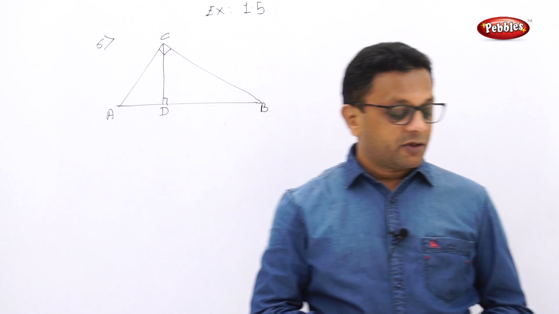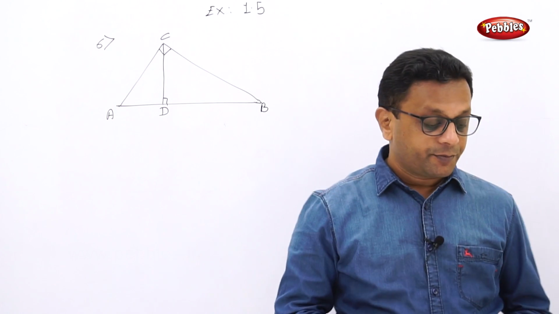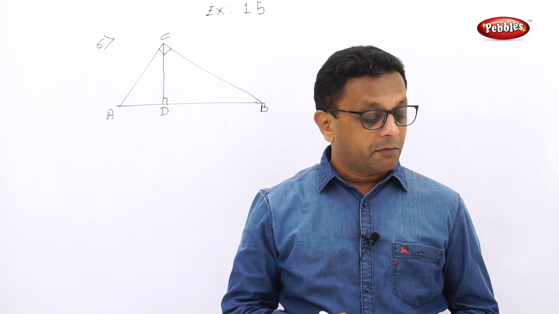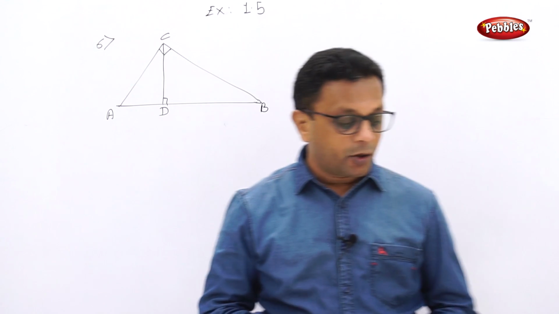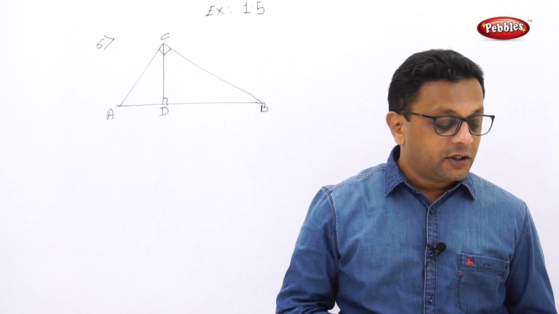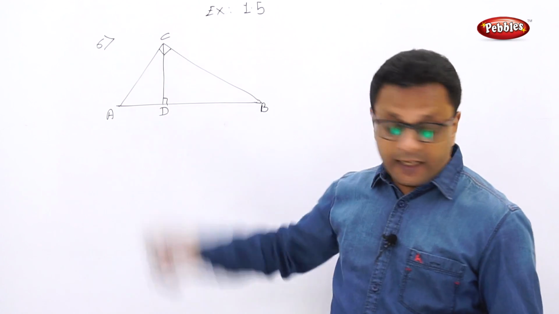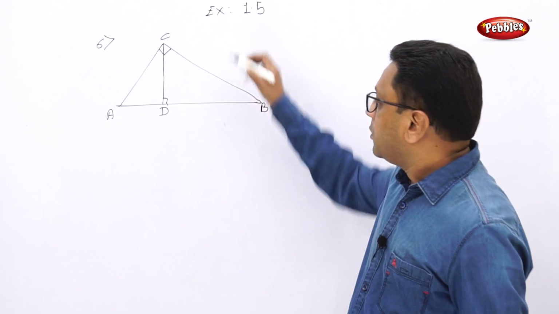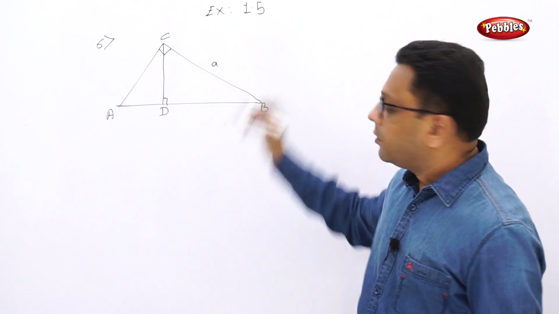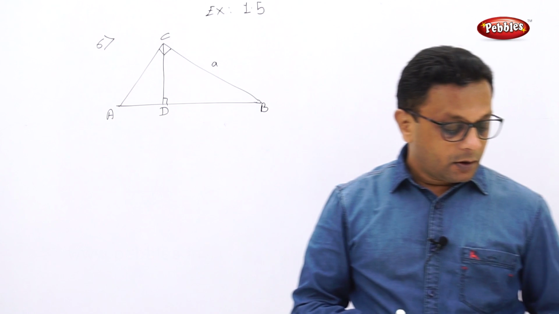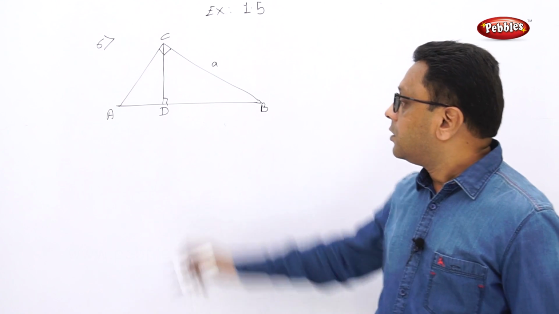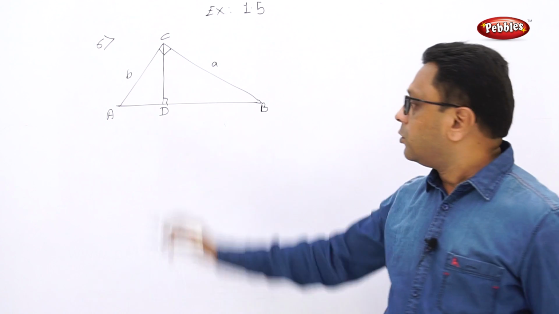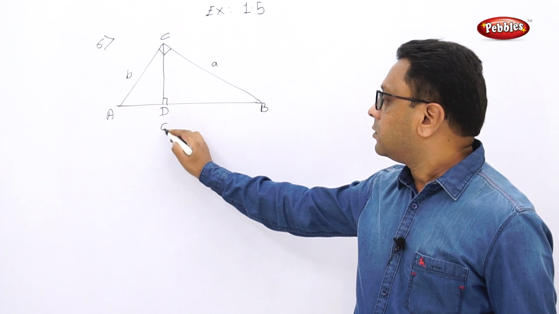Let us solve example number 6. The figure is given. Now this example was for 5 marks in the March 2014 exam. Important sum. In triangle ABC, angle C is 90 degrees. Let BC equal to a, CA equal to b, and AB equal to c, small c.